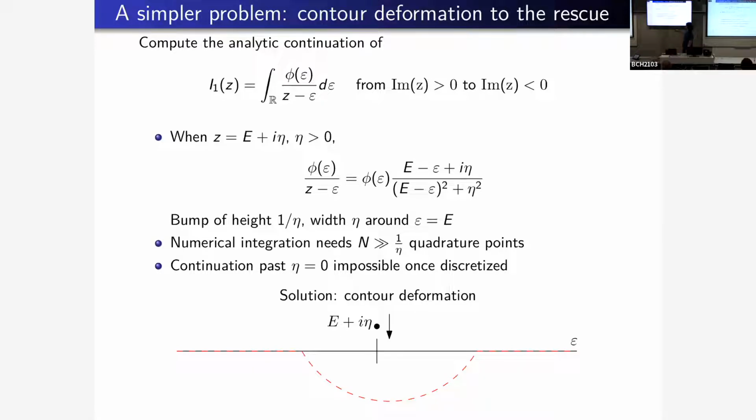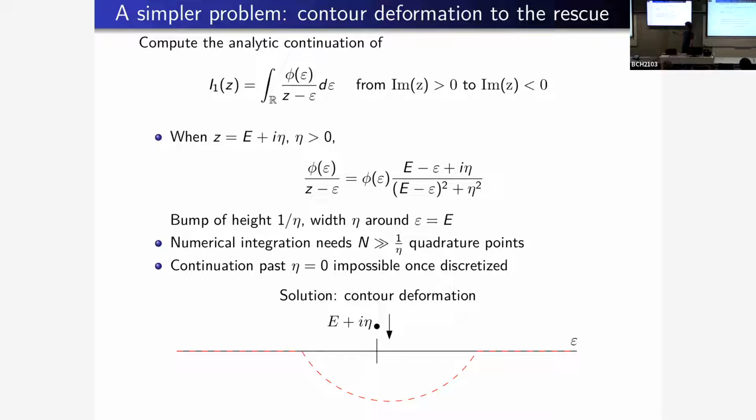Okay, so this is a simpler problem, a simpler quadrature. Assume we want to compute this integral. You are given a phi of epsilon, which defines some kind of energy distribution, and you want to compute this integral of phi of epsilon over z minus epsilon, when z is in the upper complex plane.